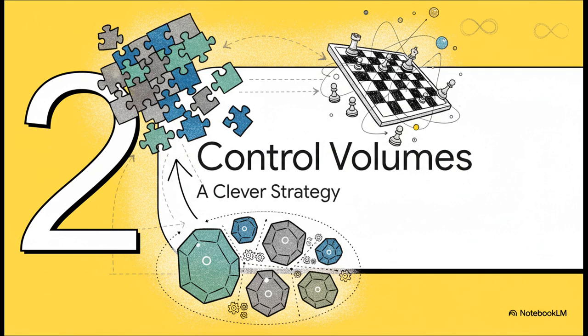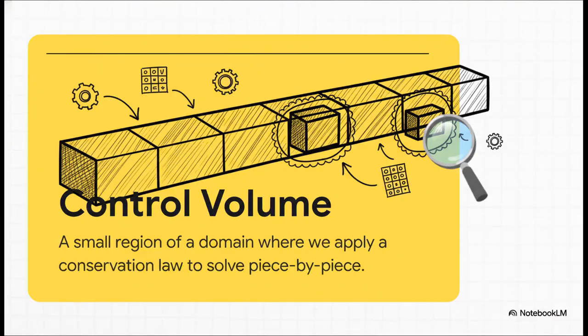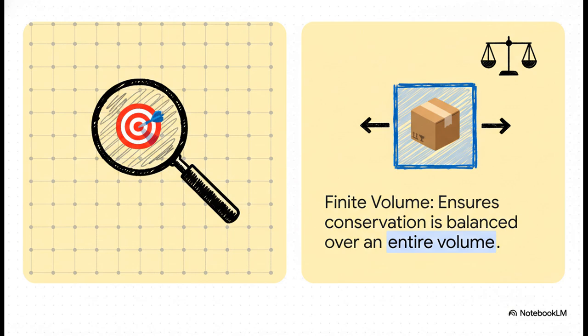Well, you get clever. You change the rules of the game with a really brilliant strategy called the control volume philosophy. The core idea here is just wonderfully simple. Instead of trying to figure out the temperature of the entire metal bar all at once, we just chop it up. We divide it into a bunch of tiny, manageable chunks, and each one of those little chunks is what we call a control volume. It's a classic divide and conquer approach that turns one massive, impossible problem into a whole bunch of small, totally solvable ones.